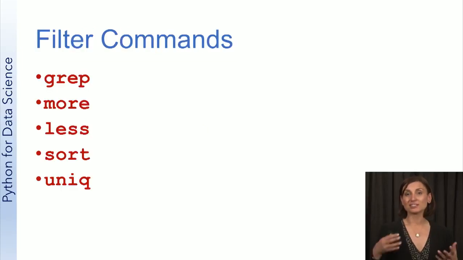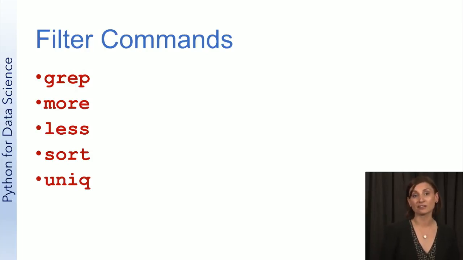So a filter is a program that takes inputs and transforms its inputs in some way. When the filter is placed after a Unix pipe, it takes the output of the command on the other side of the pipe and uses it as an input. grep, more, less, sort, and unique, as we've just seen, are all commands in this category.